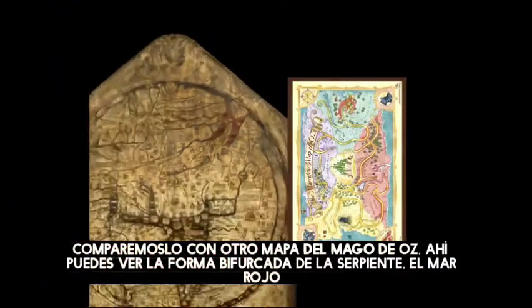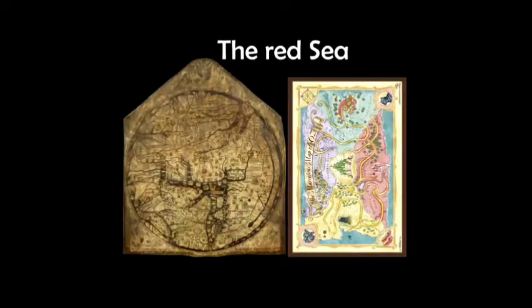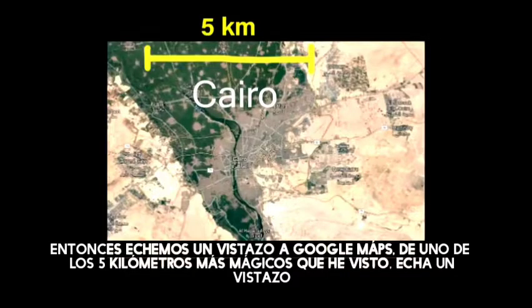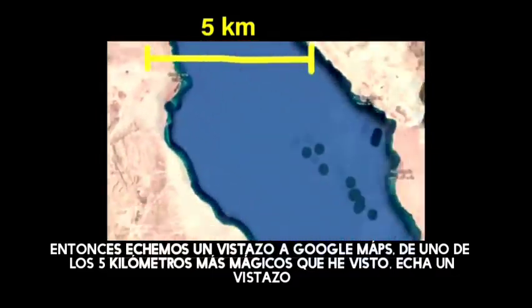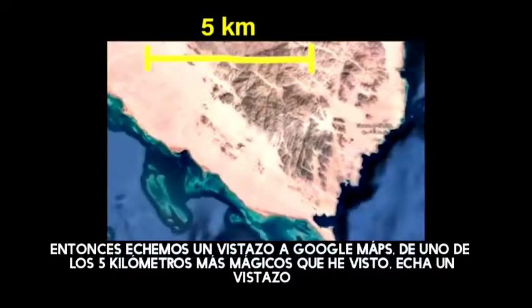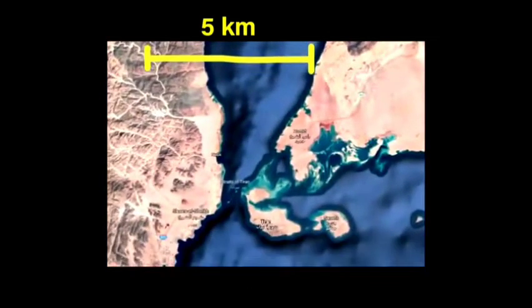Let's compare that with another map of the Wizard of Oz, and there you see the snake-forked form, the Red Sea. So let's take a look at Google Maps and one of the most magical 5 kilometers I've ever seen. Take a look.